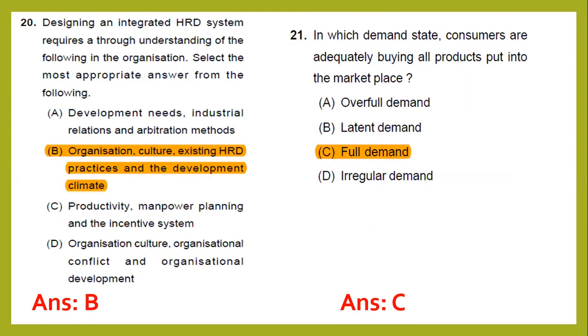Next, 20th question. Designing an integrated HRD system requires a thorough understanding of the following in the organization. Select the most appropriate answer from the following. Here the correct option is B: organization culture, existing HRD practices, and the development climate. So therefore, the correct answer for 20th question is B. Now let us go to 21st question. In which demand state are consumers adequately buying all products put into the marketplace? The correct option is C, full demand.